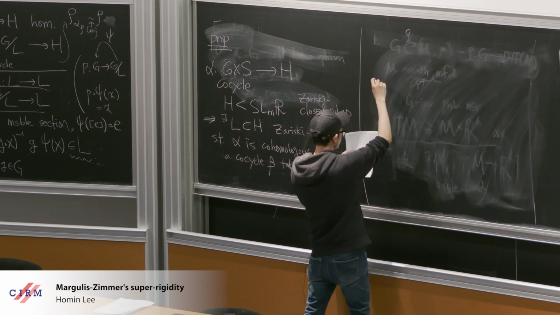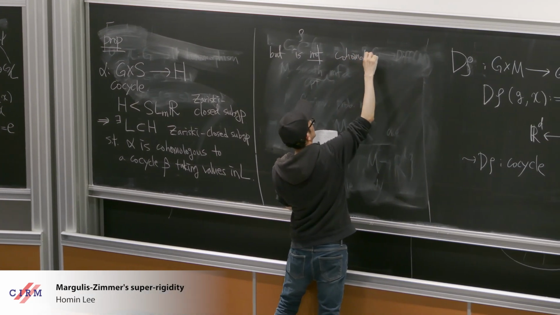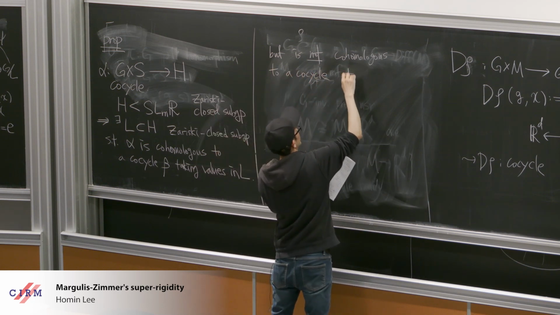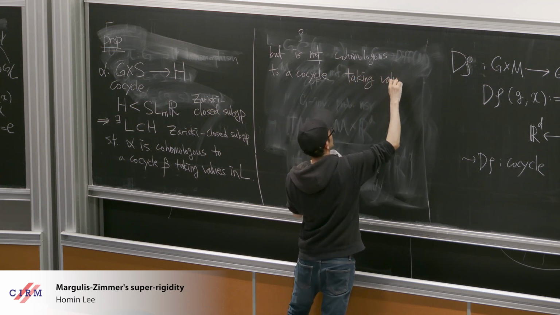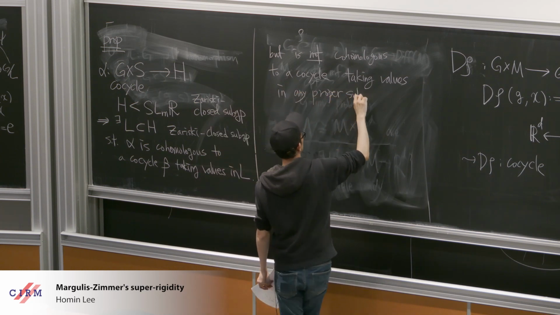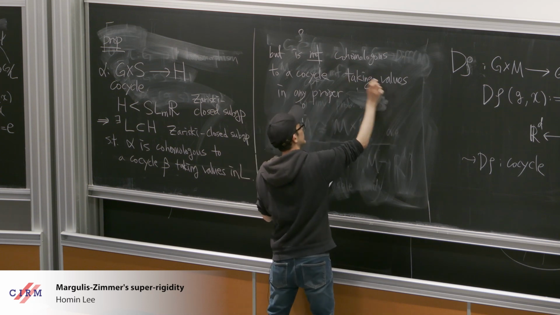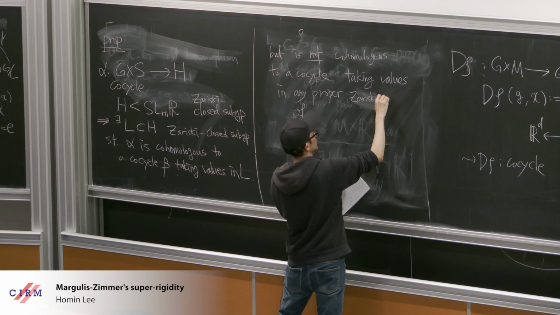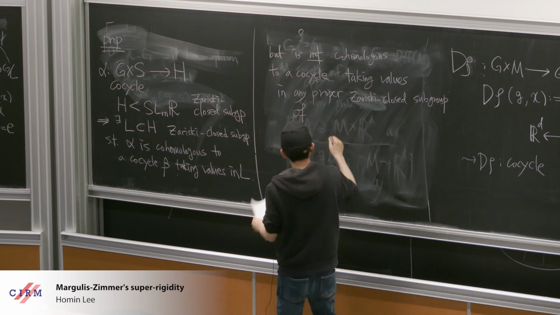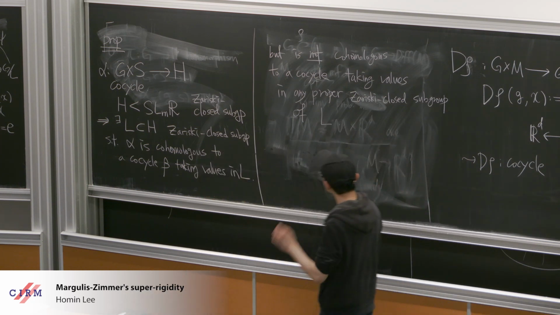So alpha is not cohomologous to a cocycle taking values in any proper, let's say, Zariski closed subgroup of L. Yes, that's the end of the sentence. So what does this mean?